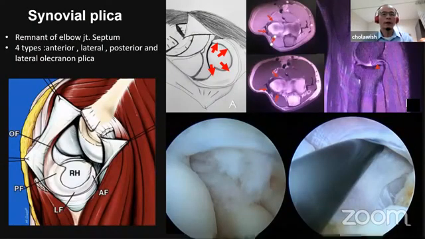What is a synovial plica? It is a remnant of the septum from when the elbow joint develops. There are four types: anterior, lateral, posterior, and the last one is the lateral olecranon plica.